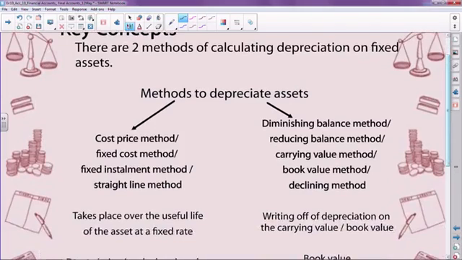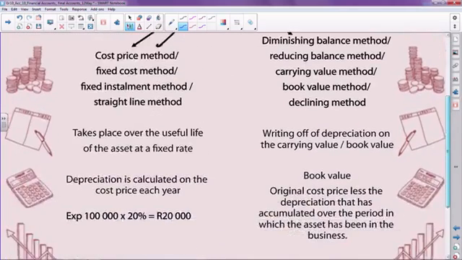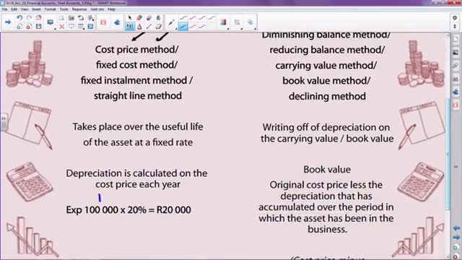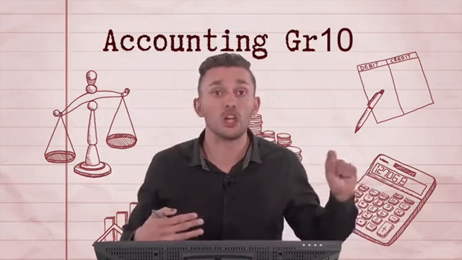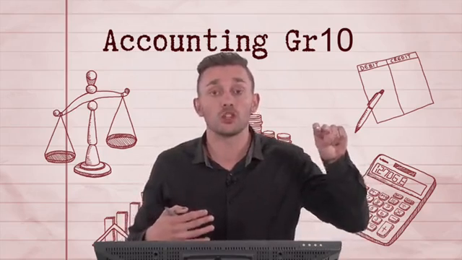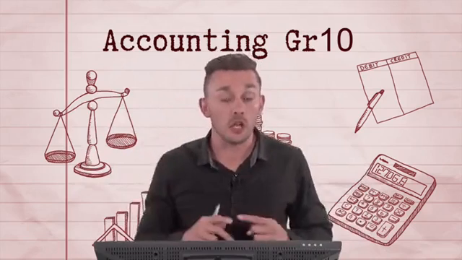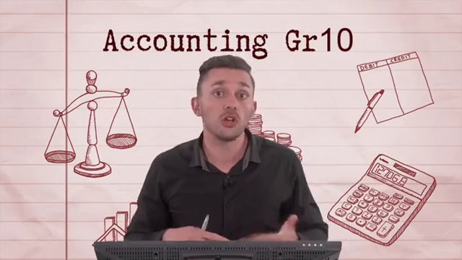Now, the two methods, your very first one, the easy one, I call it the easy one. We can call this method the cost price method, the fixed installment method, the fixed cost method, or the straight line method. And very easy, we looked at how to calculate it. If I have a cost of 100,000 Rand, I need to take that times 20% to get my depreciation for the year. So therefore, your expense will be 20,000. On the debit side, you'll call that depreciation in your T account, and we'll take it to the negative asset. So now you are creating a negative asset, and I'll show you how it looks.